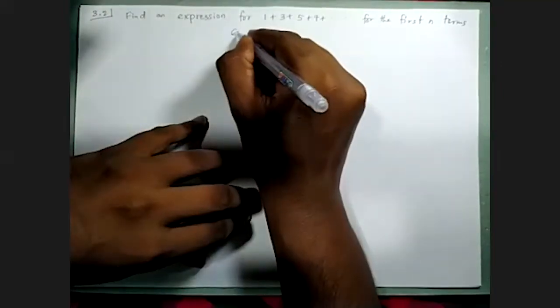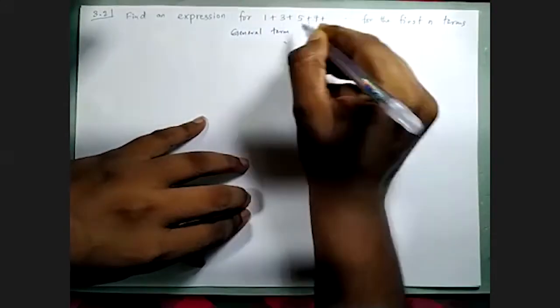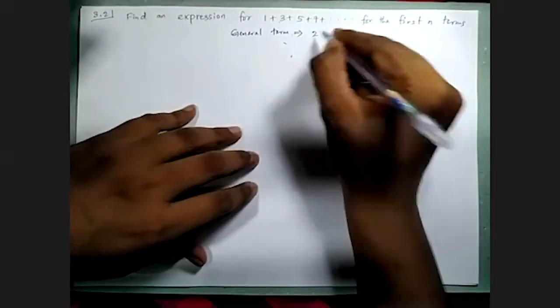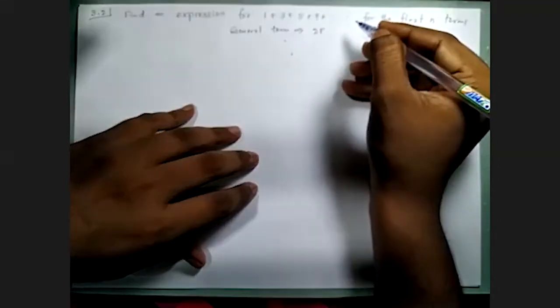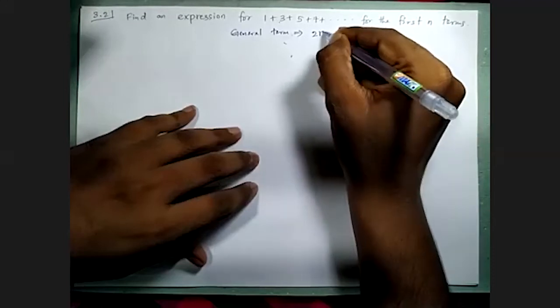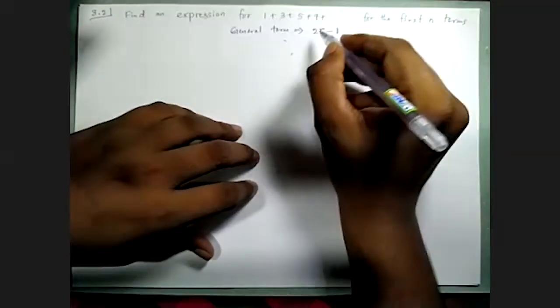What is the first thing? We have to find our general term or common term. Can you remember the steps? Take the difference. Difference is 2. Multiply that by r: 2r minus 1. This is the general term.